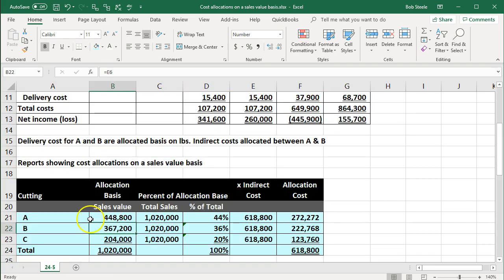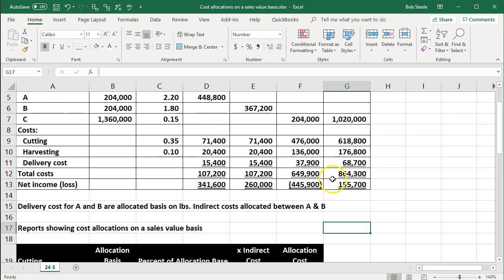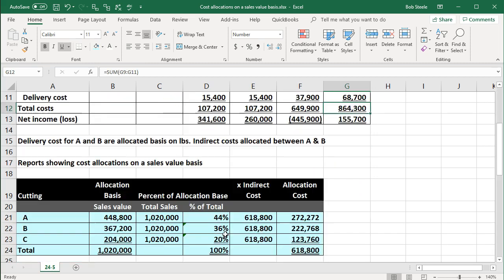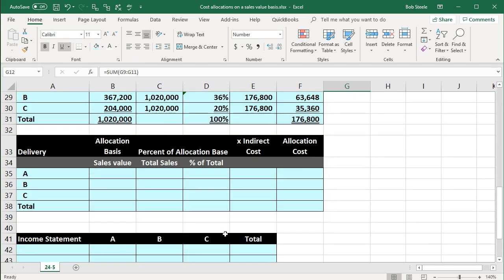And then if we scroll up to our data, we've got the delivery costs for A and B are allocated based on pounds, indirect costs allocated between A and B. So I'm interpreting that to mean that these two items are the ones that we're going to allocate out. So the 30,800 and the 37,900 is going to be applied to C directly. So we're going to need to allocate these two out between A and B, and then C we're going to keep as is for the hard-coded number, the amount allocated directly to C.